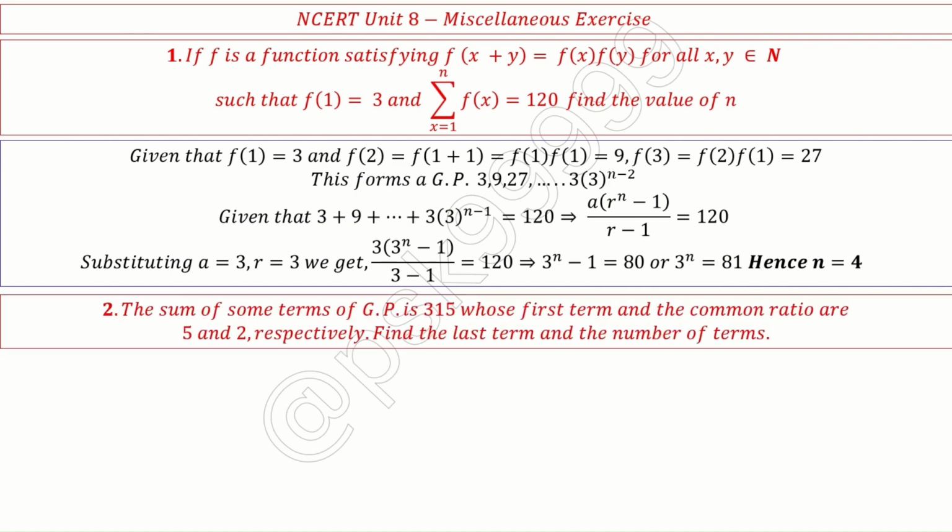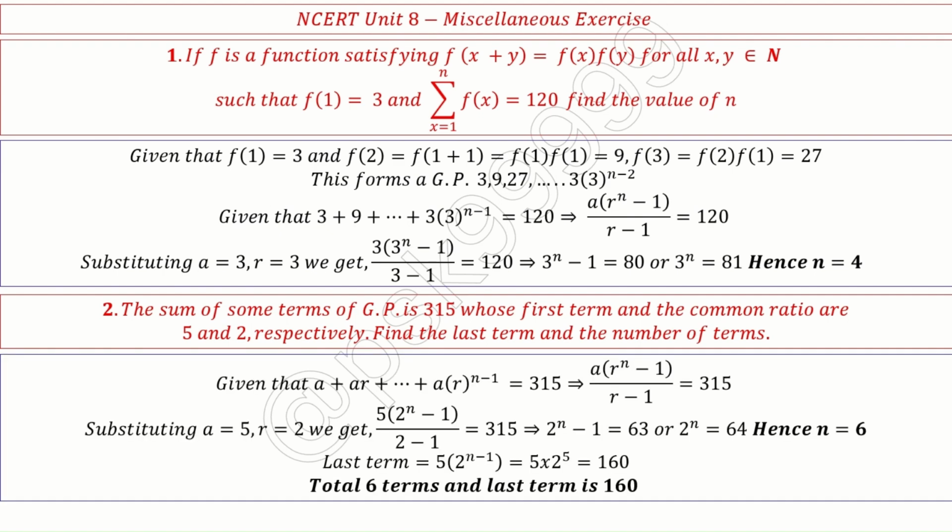Okay. Next, if the sum of some terms of a GP is 315, whose first term and the common ratio are 5 and 2 respectively, find the last term and the number of terms. Okay, this is simple. We have a series here: a plus ar plus ar square up to ar to the power of n minus 1, which is equal to 315.